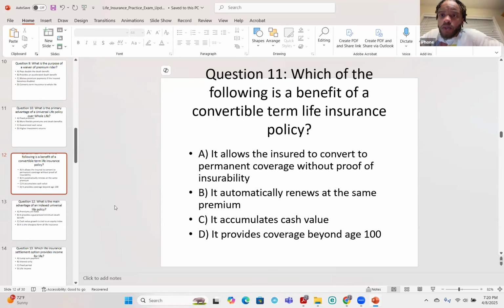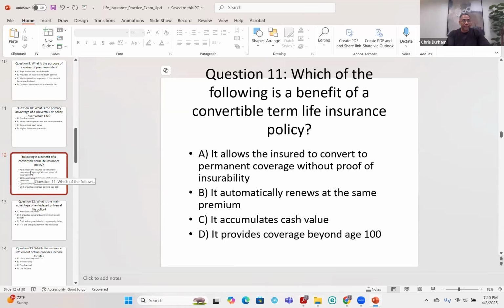Which of the following is a benefit of a convertible term life insurance policy? I can't see all the answers, Coach, because the meeting that's being recorded is covering them. But I think you can move that on your computer. Oh, can I? Oh yeah, I can. Okay, convertible. This one is A. It allows the insured to convert to permanent coverage without proof of insurability. Yep.